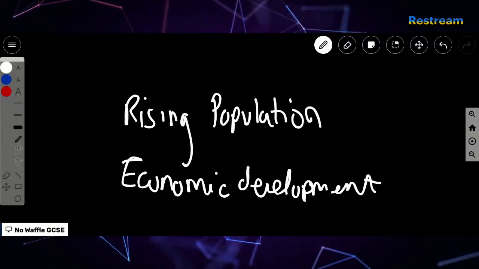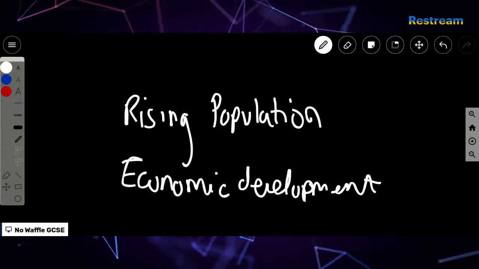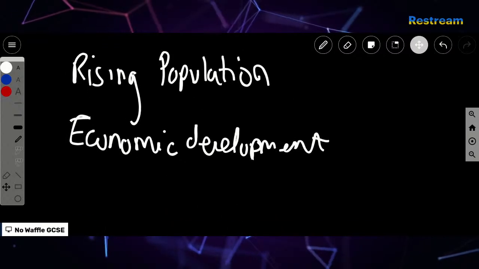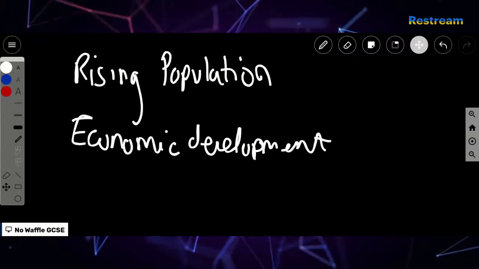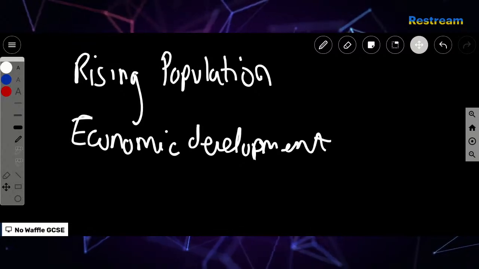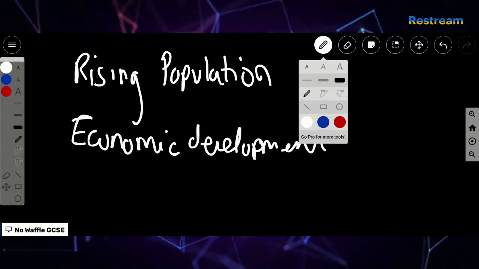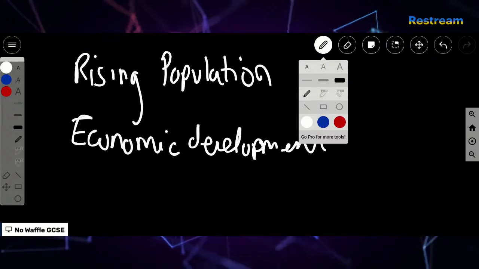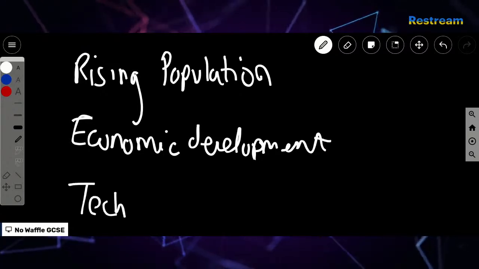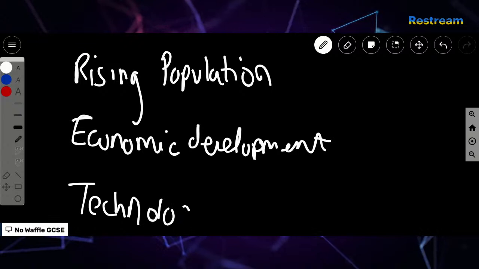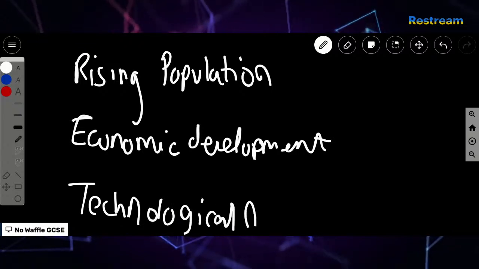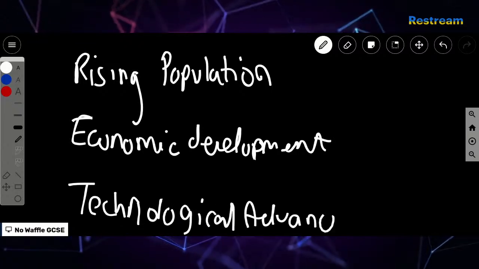Sorry, the internet is not letting me write. So, technological advances, things like new devices that need energy, for example computers and mobile phones, are becoming more readily available. And also these technological advances are happening at a faster and faster rate.